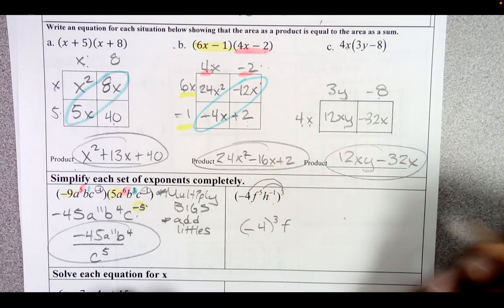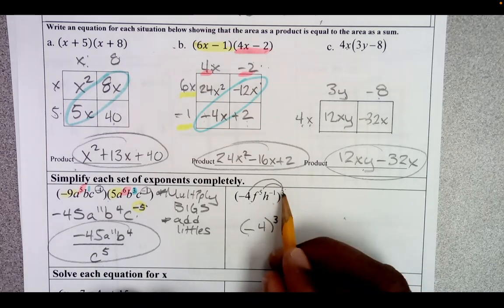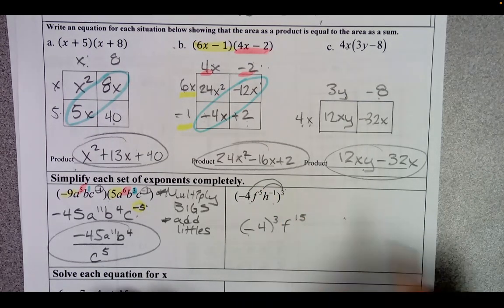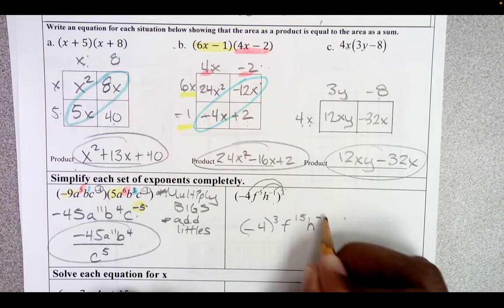So now it's f to the, guys, what do we do when we distribute? Do we add or multiply here? Multiply. So 3 times 5, 15. Okay, then here 3 times negative 1 is negative 3.